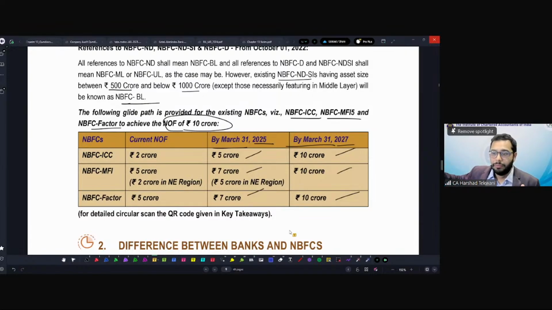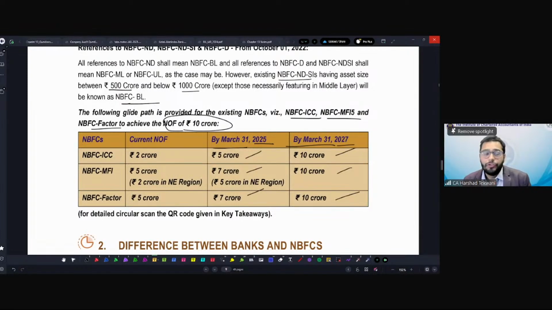Sir, if by 2025 it is not 5 CR, but something like 4 CR, and by 2027 it reaches 10 CR, then will RBI accept that? No, they have to maintain it. That's why the glide path was given. They have to maintain that much amount in that particular year. It is not that if I maintain 10 CR in 2027, I'm done. No, at each and every stage which is mentioned in the glide path.